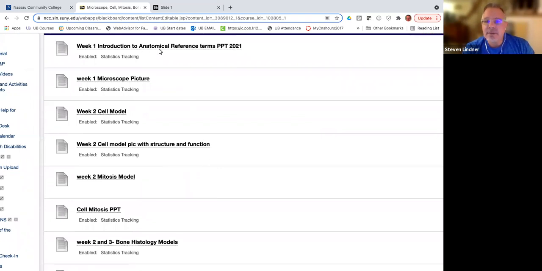So we did the introductory PowerPoint within our first lab. We did go over the microscope. We went over the cell model with you, going over the organelles, their structure, their function. Here we did the anatomical position. We did all the reference terminology. We did planes. We did proximal, distal, superior, inferior, medial, lateral, anterior, posterior, right? We did like frontal, mental, otic, ocular, nasal, buccal, cervical, all the terminology, right?